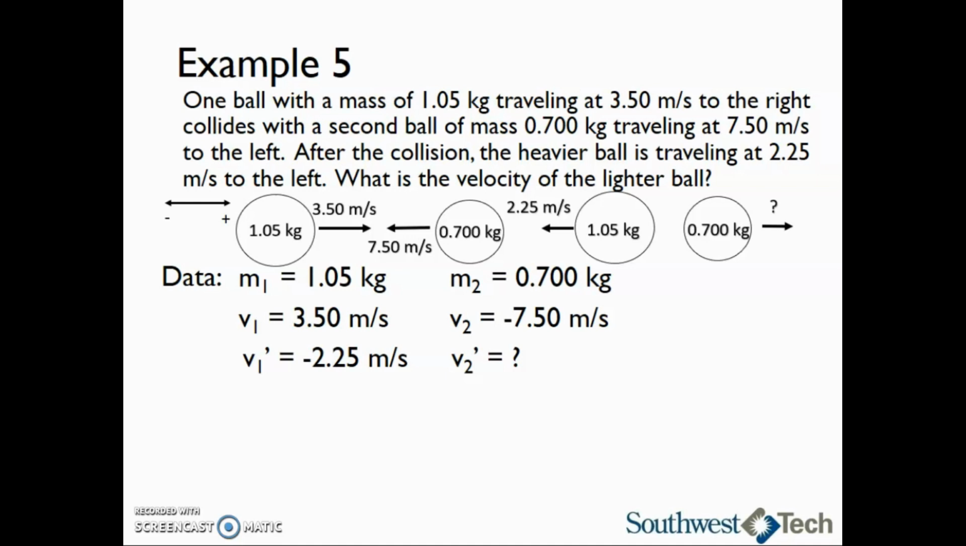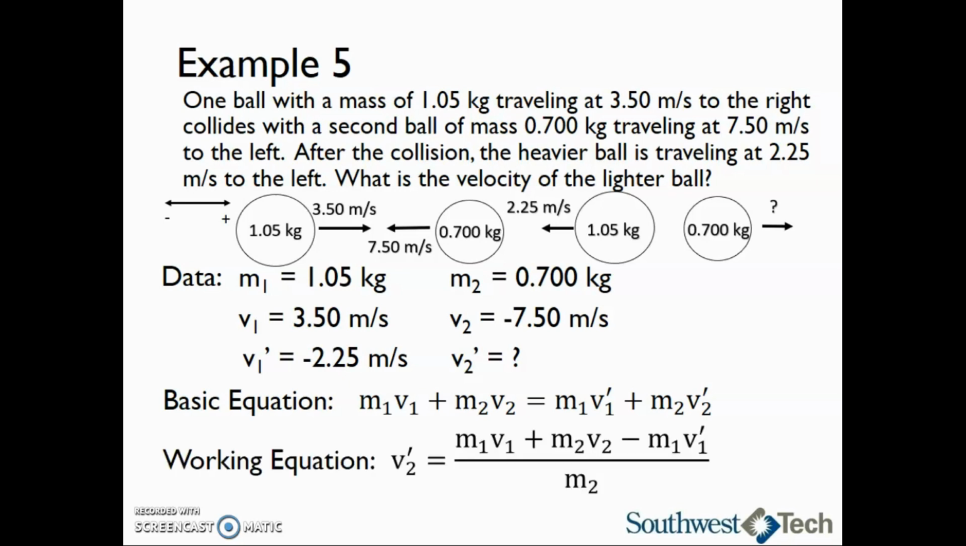In order to find the velocity of the second ball, momentum must be conserved in the two-ball system. So our basic equation is m1 v1 plus m2 v2 equals m1 v1 prime plus m2 v2 prime, where the primes denote the velocities after collision. Since we are trying to find the velocity of the second ball after collision, v2 prime, we can solve for this by first subtracting m1 v1 prime from both sides and then dividing by m2. This gives us a working equation of v2 prime equals m1 v1 plus m2 v2 minus m1 v1 prime, all divided by m2.